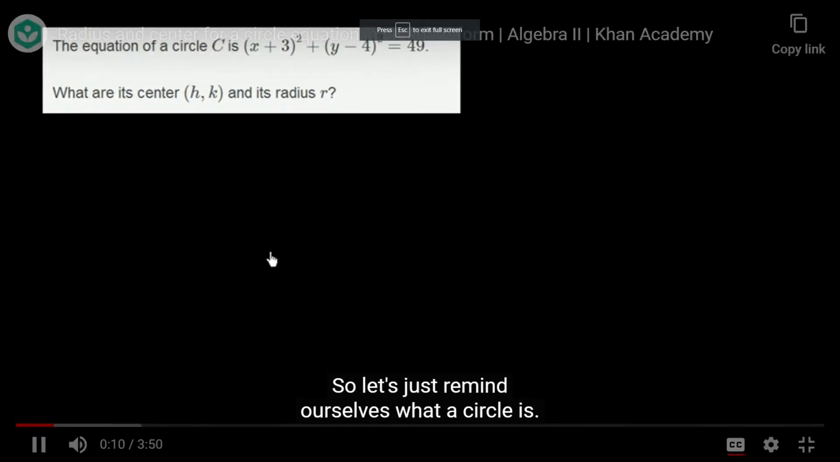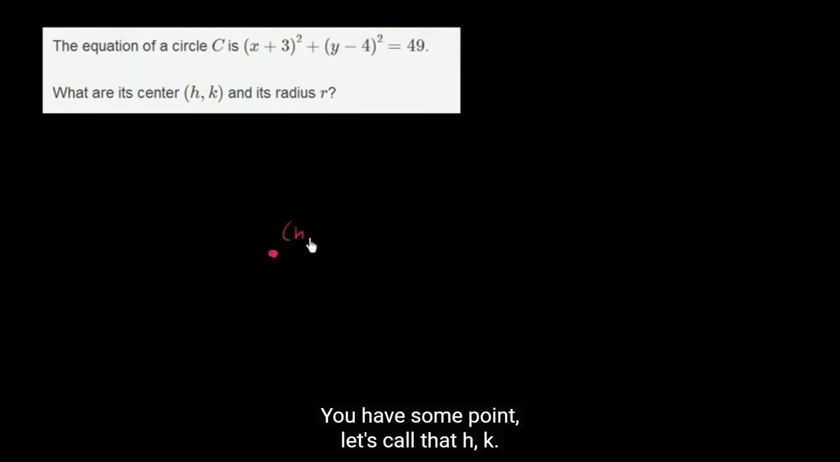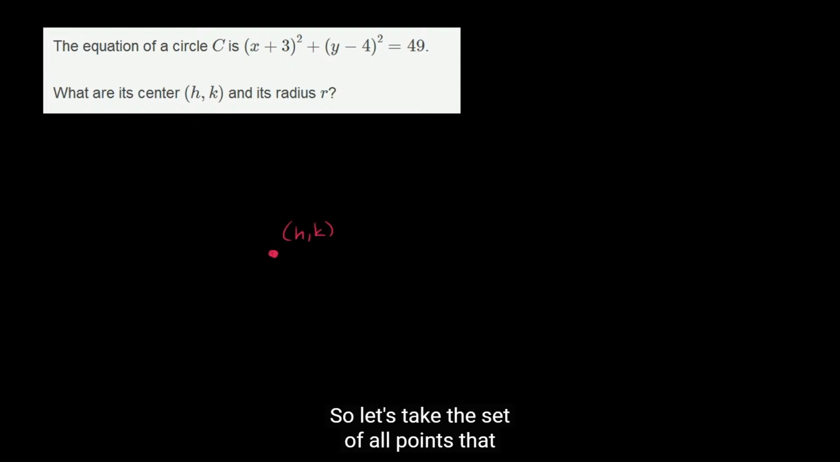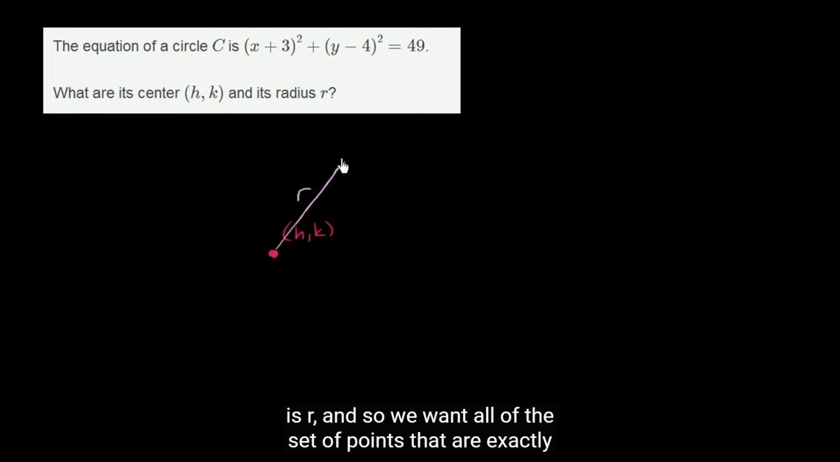So let's just remind ourselves what a circle is. You have some point, let's call that (h, k). The circle is a set of all points that are equidistant from that point. So let's take the set of all points that are, say, r away from (h, k). So let's say that this distance right over here, and this distance right over here is r. And so we want all the set of points that are exactly r away.